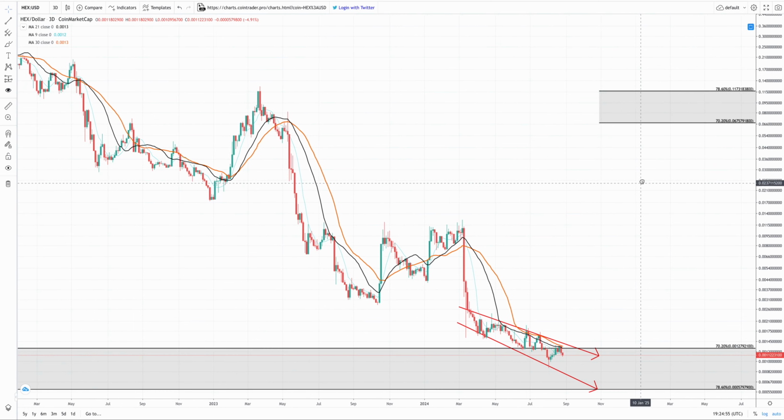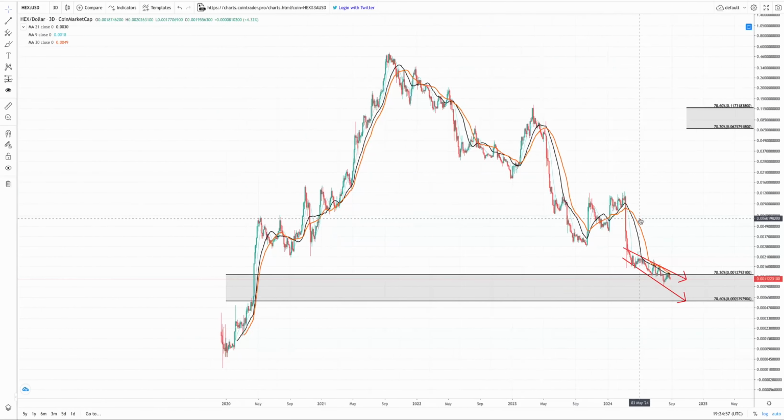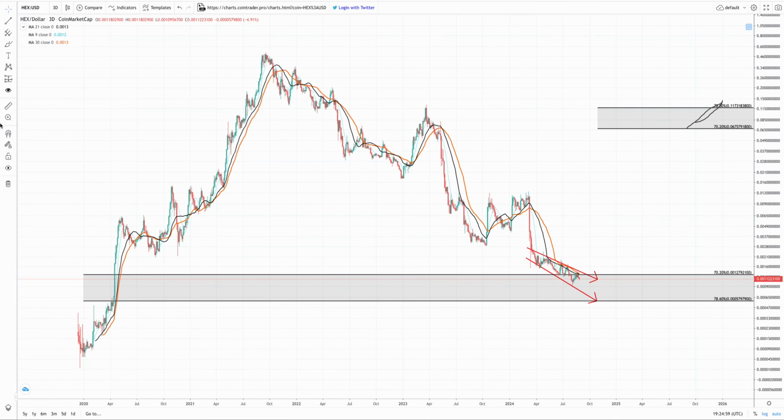Okay, so just be very careful putting in bids here. Definitely don't go all in at once. Make sure you DCA. You see, we're just oscillating here within this ending diagonal, and we're reaching within this 70.2 to 78.6% region over here.